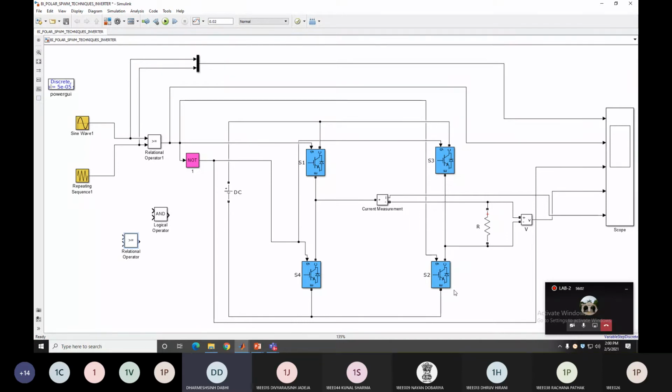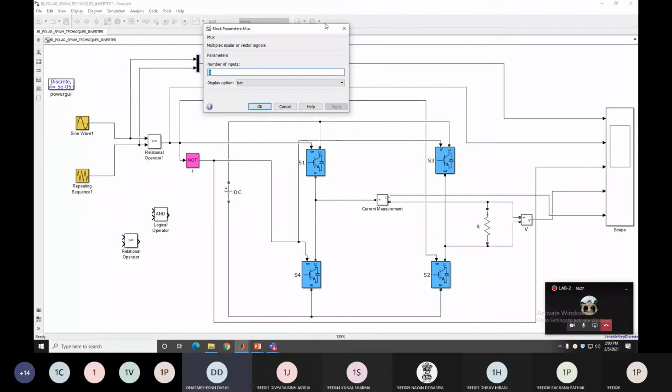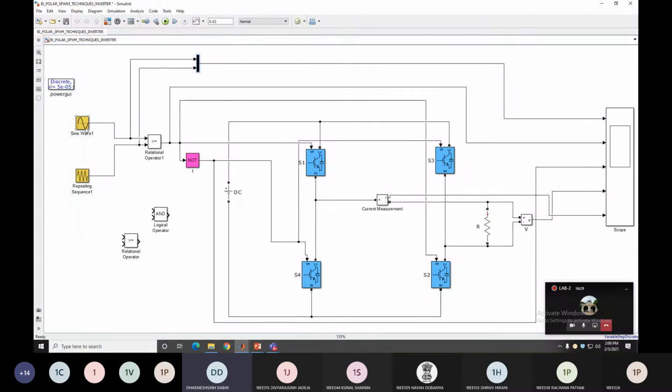Clear? Understand this concept? This logic? Yes or no? All of you clear? All of you understand or not? Yes, sir.